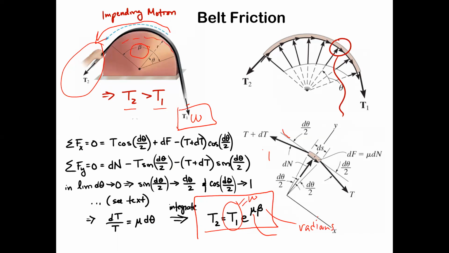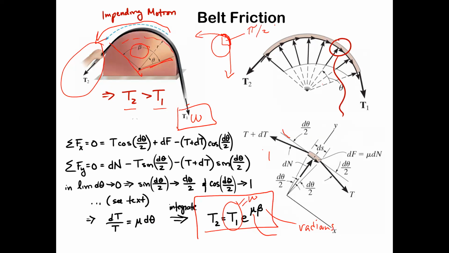The arc is drawn for you, and you can guess based on how much it's in contact. If it's like a 90-degree angle here, then the arc is 90 degrees. If the two sides of the belt make 90-degree angles, then that arc of contact with the circle is an angle of pi over 2.